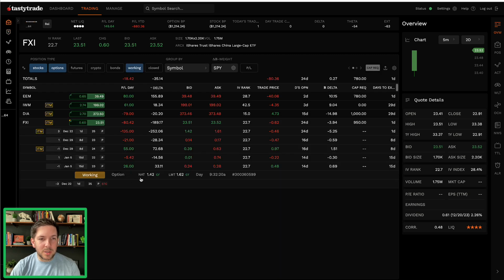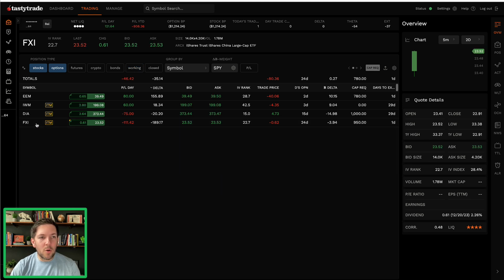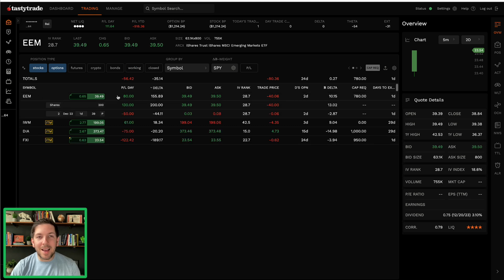This is a working position here, you can see. And hopefully we get filled on that position. So while that's working, we're going to go over to EEM and we're going to unwind that position as well. Now EEM is up big time today. This morning it's up to 39.50, which is actually really good for our position.